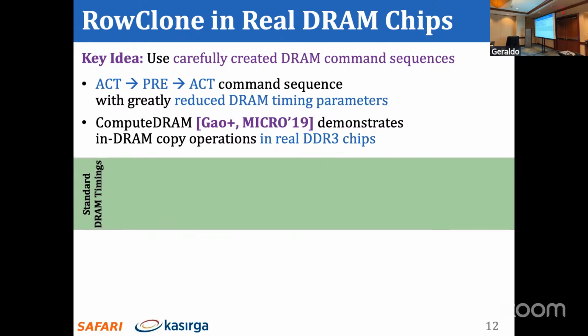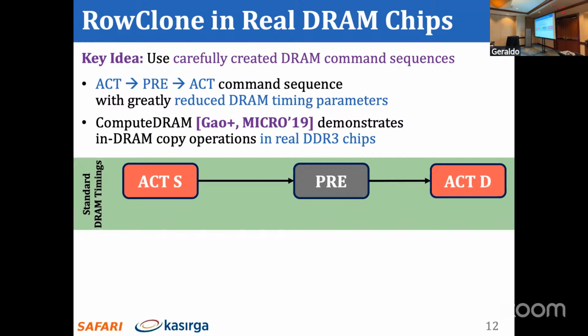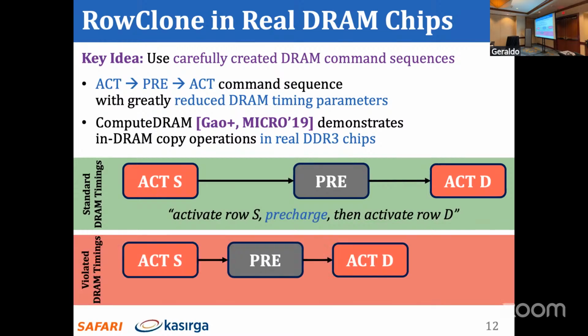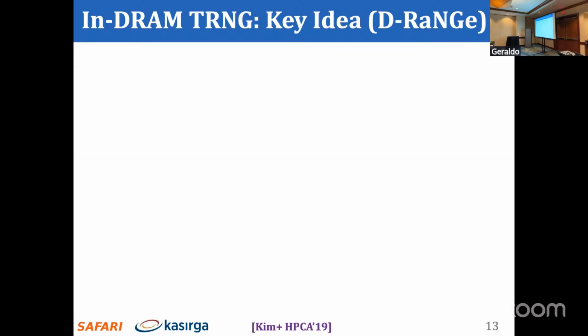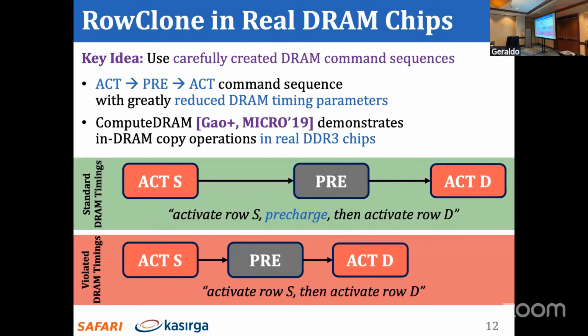So this is a pictorial diagram of what happens. If you use standard DRAM timings and activate the source row S, then precharge the bank, and then activate the destination row D, you will have activated row S, then precharged the bank and activated row D. But if you violate the timing parameters, that is to say, move the commands closer in time, what ends up happening is you activate row S, and immediately after that, you activate row D. This allows you to get the data back to the destination row without precharging the sense amplifiers and losing the data in the sense amplifiers.